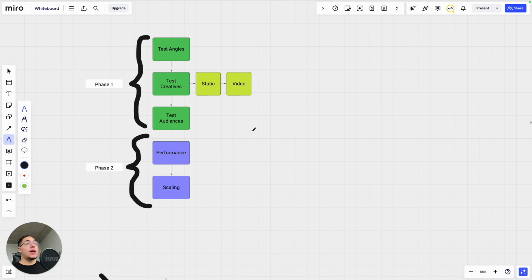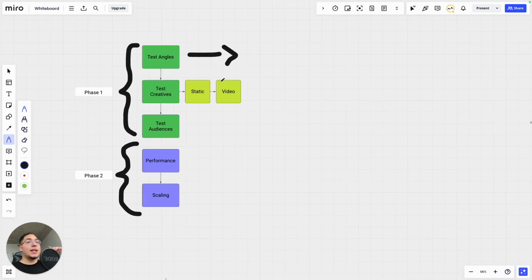So we need to test, for example, the angles, which is the way we approach an ad, the creatives, meaning the images, the statics, etc. And third, the different audiences. So let's go one by one. So testing angles means to have a single image, okay? So for example, an iPhone Note, where the only variable, so everything is constant, the only variable is the angle.